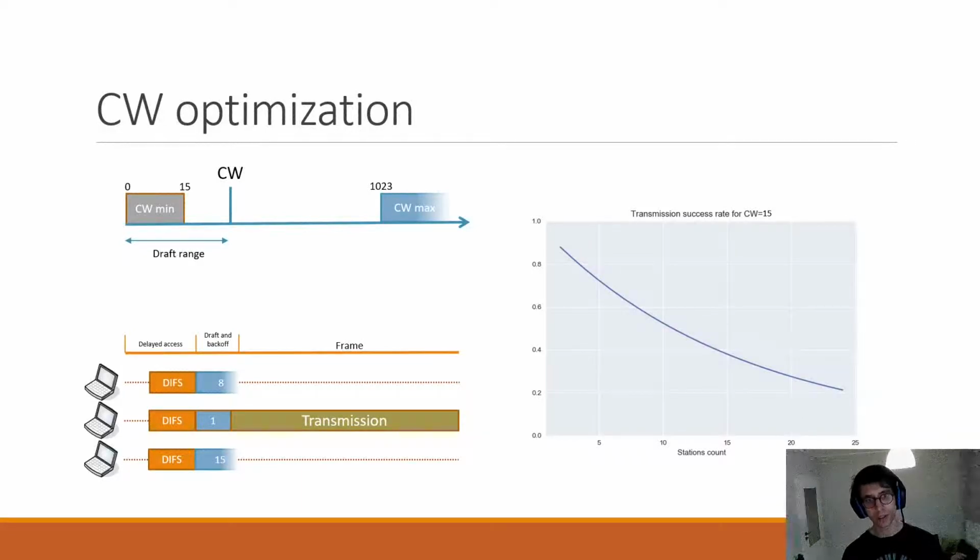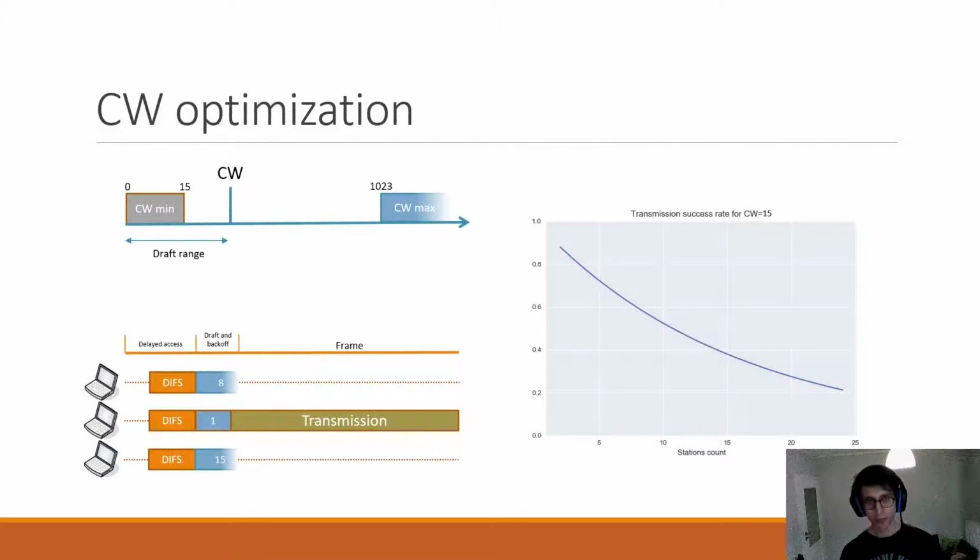The first phase is called the delayed access, and in this phase we are listening to the medium to identify any ongoing transmission. If no transmission is going on right now, then you can go to the second phase, which is called the back-off. In the back-off, you draw a number from a range between 0 and the current CW value, and the number you draw will be the number of slots that you have to wait before sending the frame.